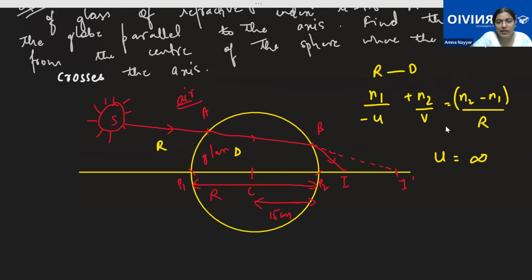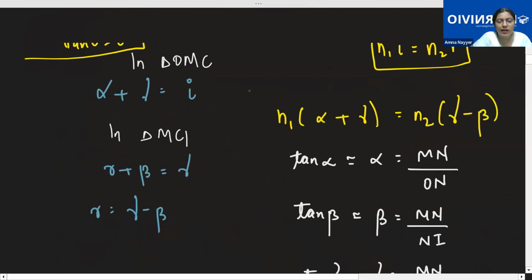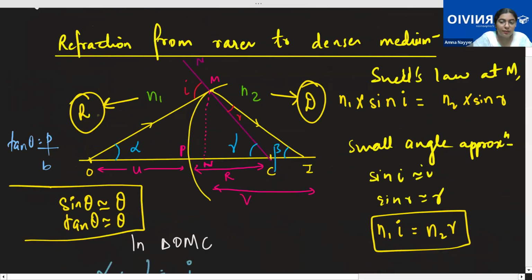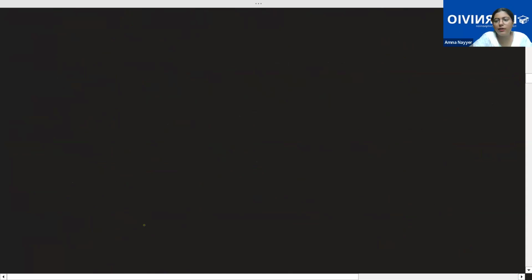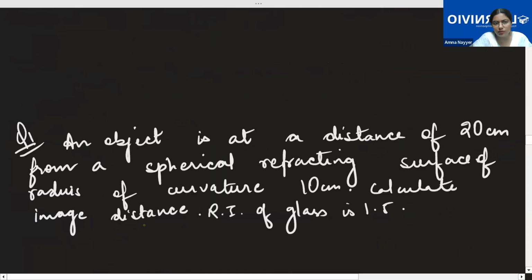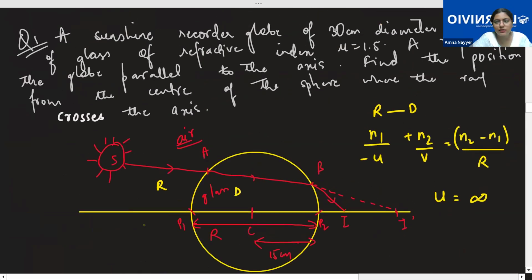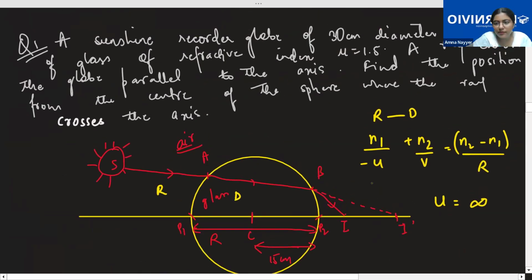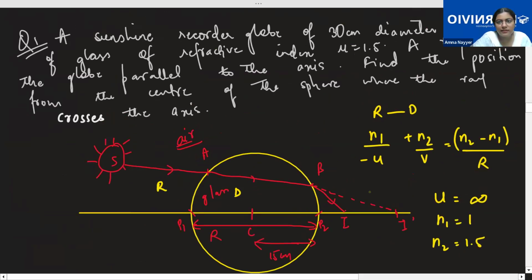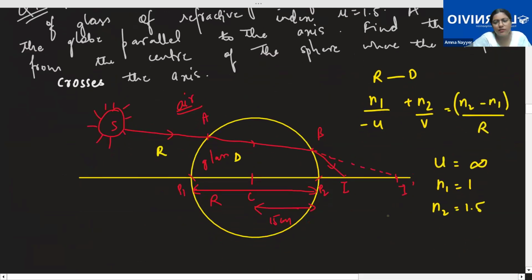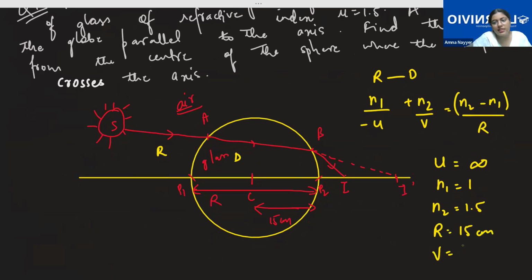One more thing. Here you have to remember n1 was a rarer medium. So if you wish, you can replace the whole formula with rarer by u, whatever is convenient for you. So see, n1 will be air, n2 will be 1.5. The radius of curvature is already given in the question. It says 30 centimeter is the diameter, so radius of curvature will be 15 centimeter. V is missing from here.